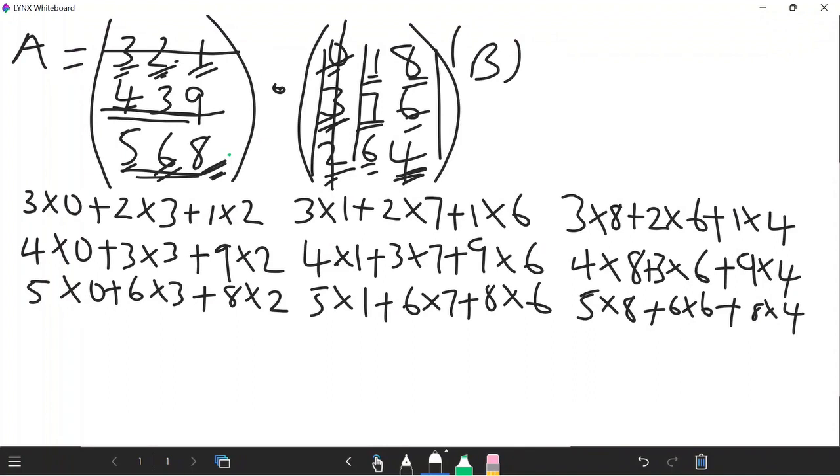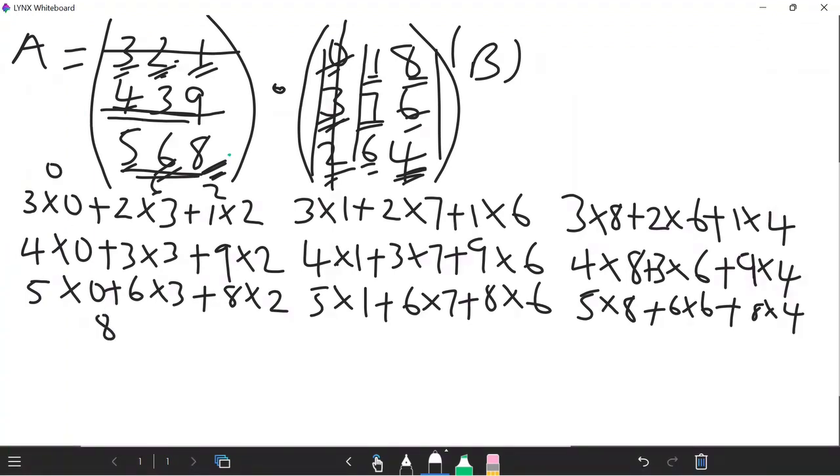So basically 3 multiplied by 0, that is 0. 2 times 3, that is 6. Then 1 times 2 is 2. So when you take 0 plus 6 plus 2, that is 8. Let us still continue.